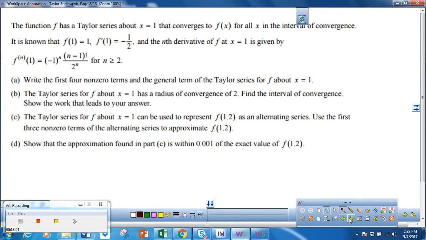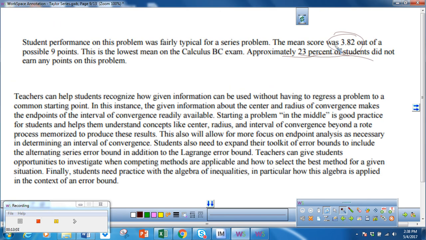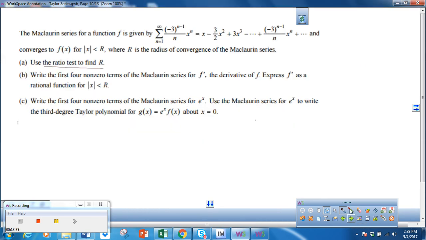So what disturbed me about this question is the mean score was 3.82, but 23% of the students did not even earn any points on this problem, and that's a little disturbing. I think you should have gotten some points on that. Basically, I think it was pretty straightforward, and you should be able to do it. You should have gotten at least 4 points on that question. Above the average is our aim. Our aim is to do the best we can, but above the average will get us a 5.